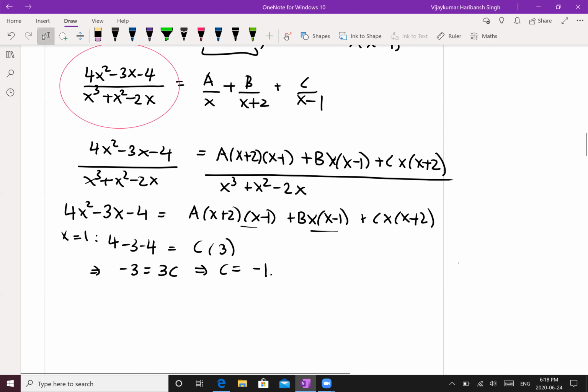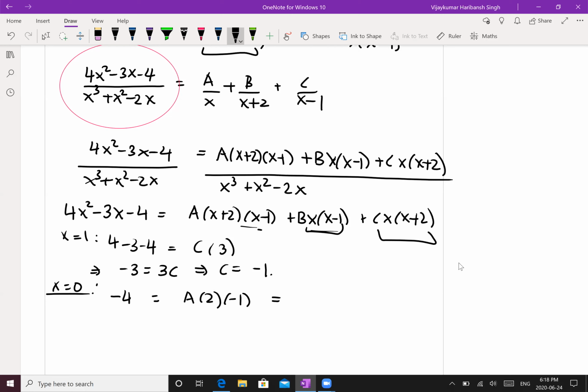Same way, what do we get? Otherwise, if we take x equals 0, actually you are not putting x equals 0, you're taking the limit as x goes to 0 on both sides. On top, what do you get here? You will get minus 4. On this side, what will happen? This will become 0, this will become 0. So you get a times 2 times minus 1. So this implies a equals, so we get 0, so minus 4.